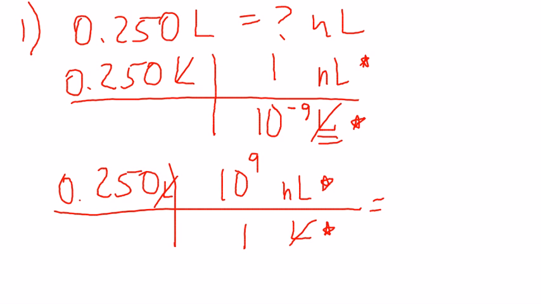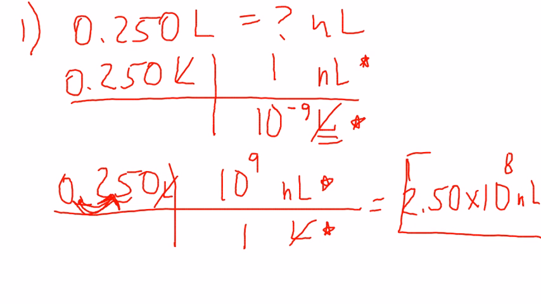We're moving the decimal place 9 places to the right. And if we put this in scientific notation, that's 2.50, moving the decimal once this way, and 0.250 times 10 to the 8th nanoliters. Because if we've already moved 1 space to the right, we only need to move 8 more. 2.5 times 10 to the 8 nanoliters.